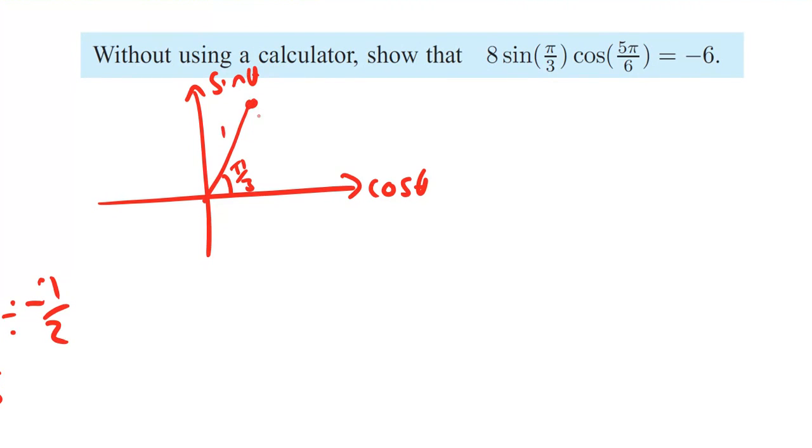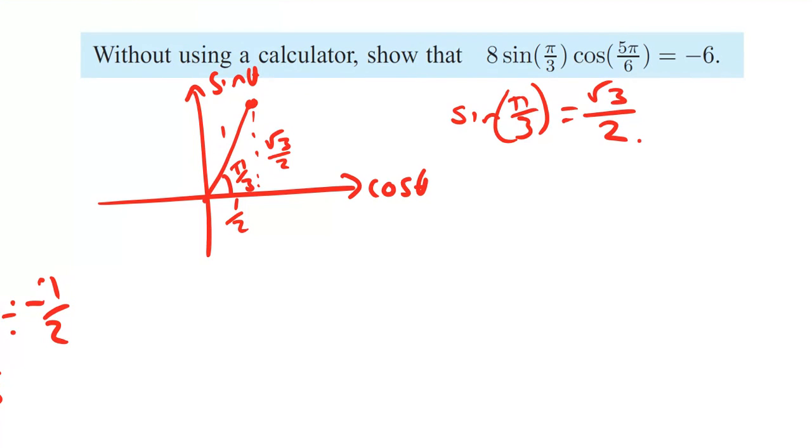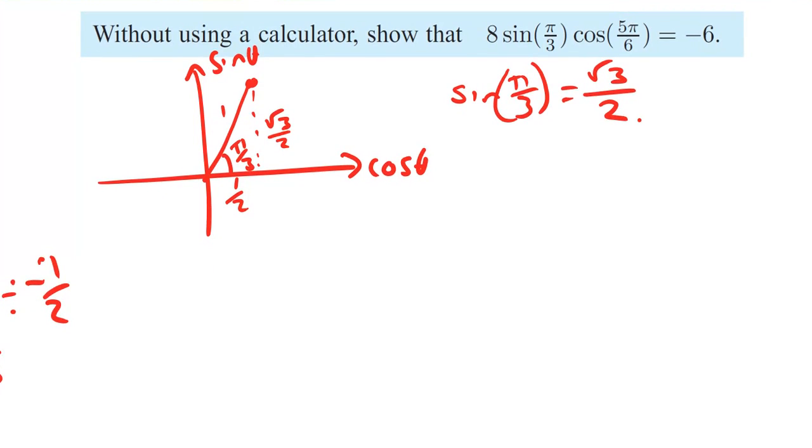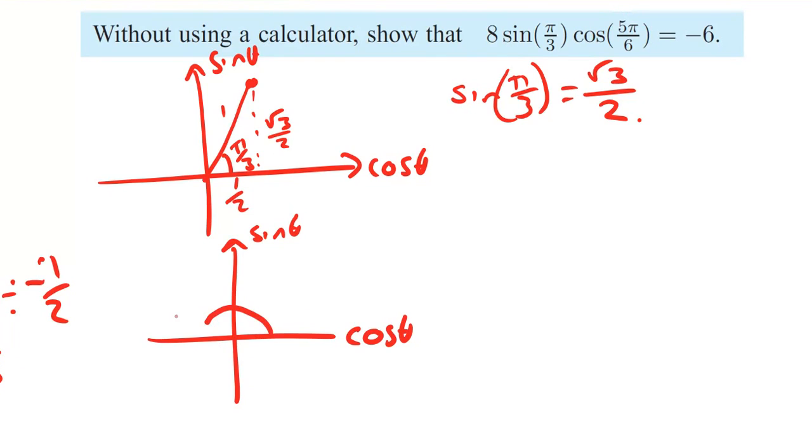And we should know by now that if we think of these as lengths, we've got a half and we've got root 3 over 2 here. So the sine is the y coordinate, that's the height, so sine of pi over 3 is going to be root 3 over 2. Now, in terms of cosine 5 pi over 6, let's draw a picture of that one. So same principle, cosine theta and sine theta axes. We've got 5 pi over 6, so we've got to think what that's going to look like.